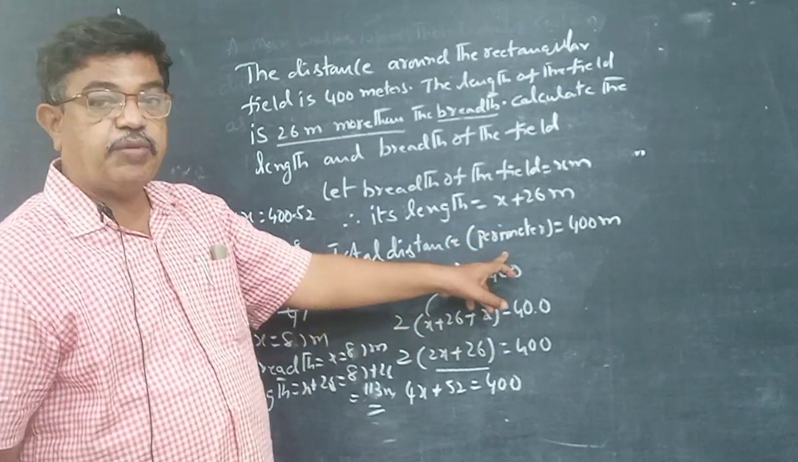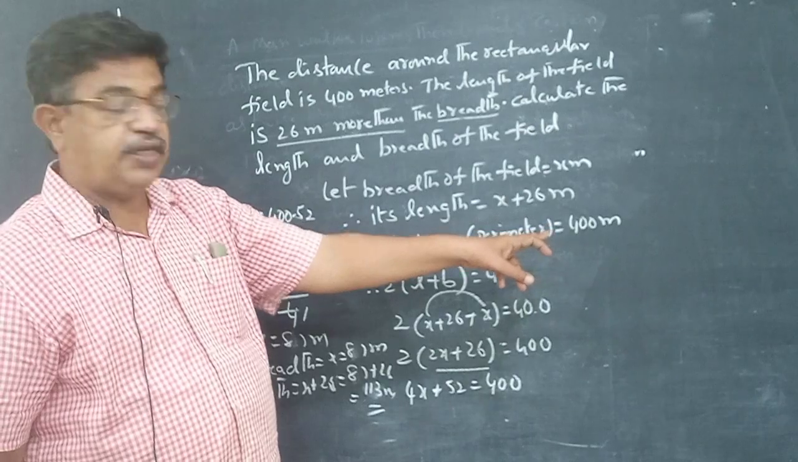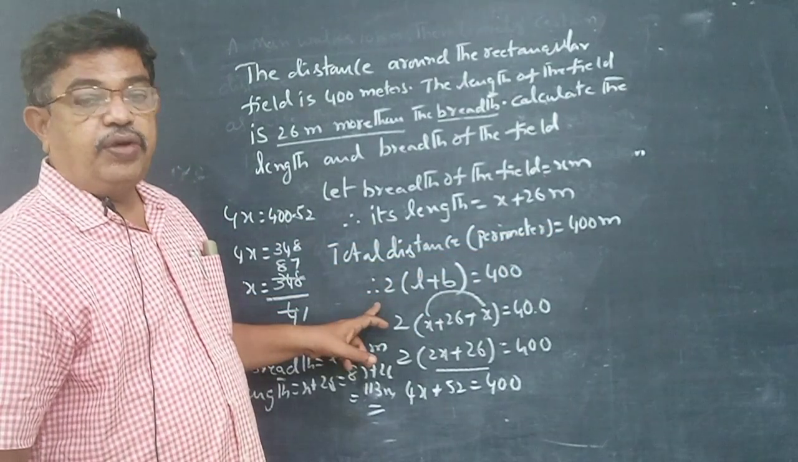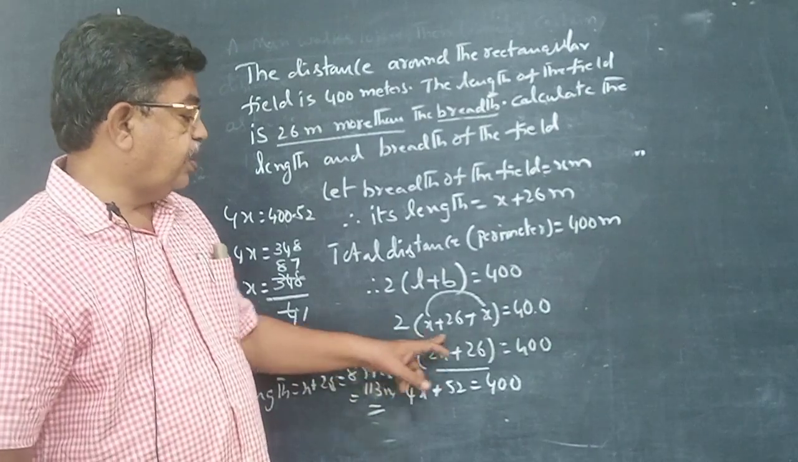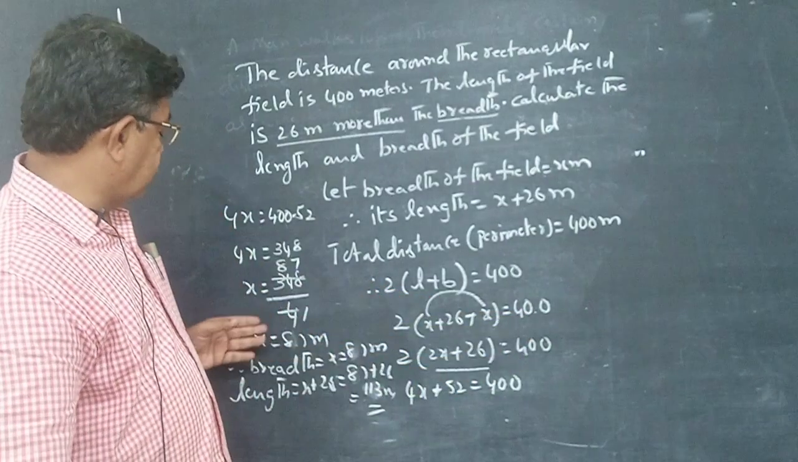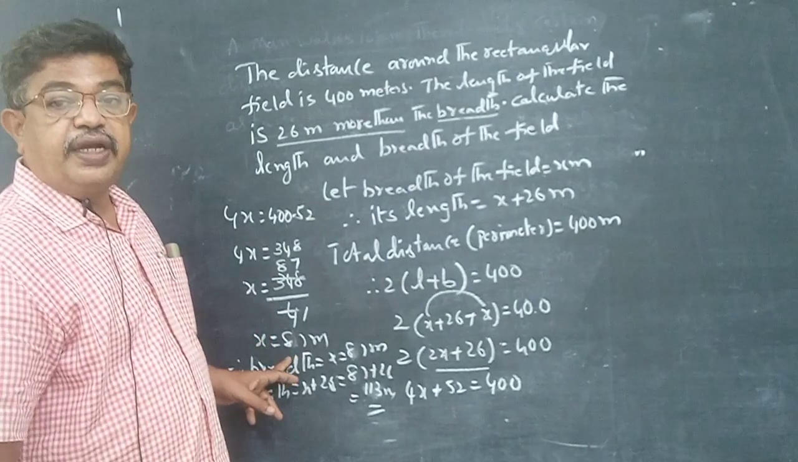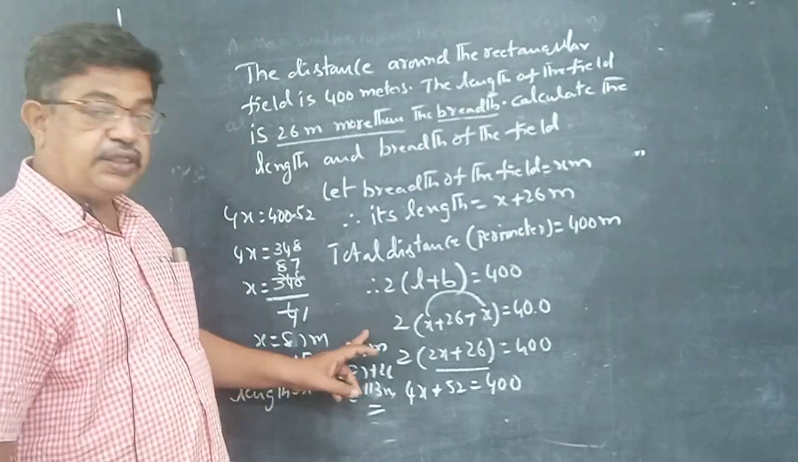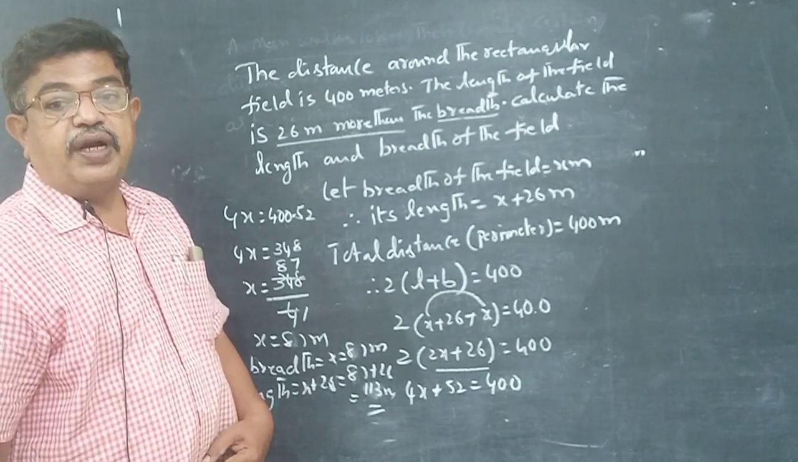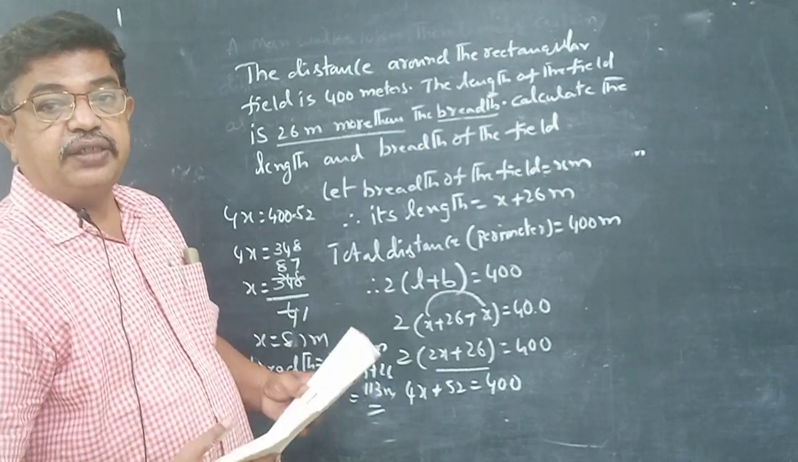Total distance is nothing but perimeter, which is equal to 400 meters. Perimeter of the rectangle is given by 2 into (L plus B), 2 into (x plus x plus 26) is equal to 400. On calculation, we got x is equal to 87 meters, that is, breadth equal to 87 meters and length equal to 87 plus 26 equal to 113 meters.